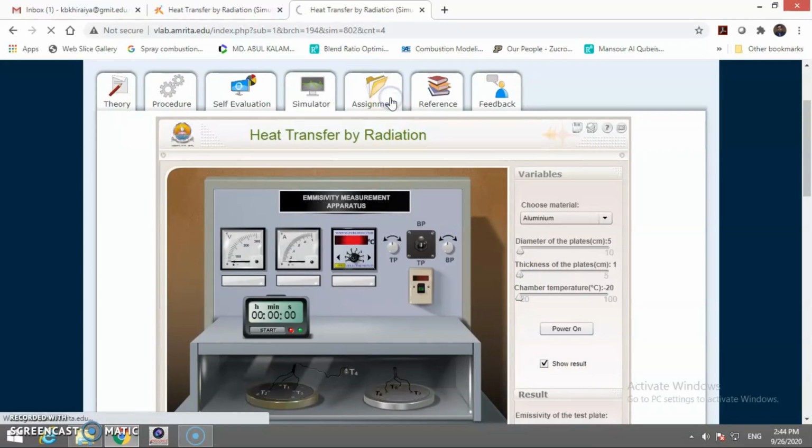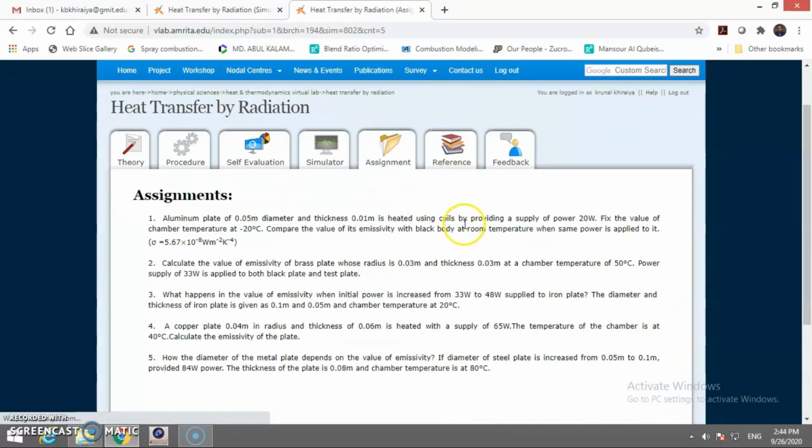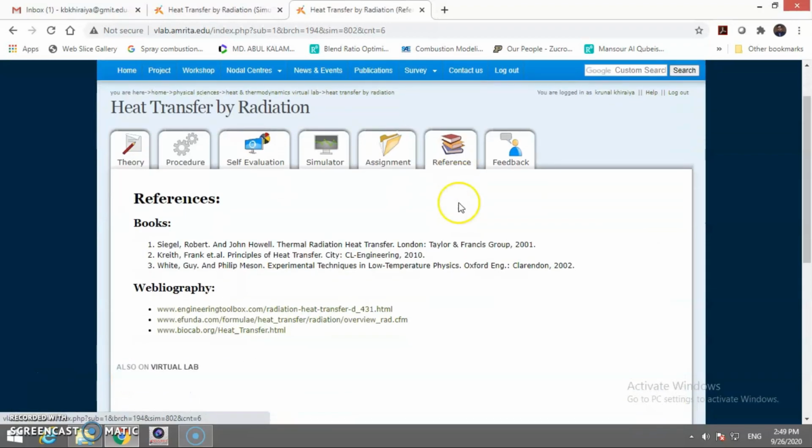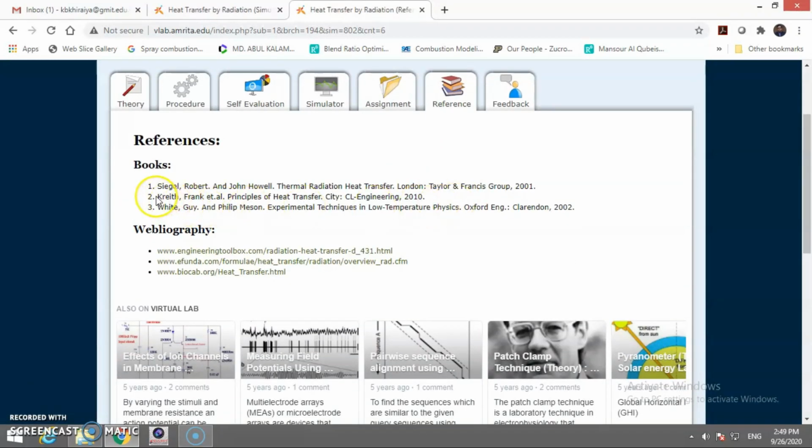After that, in the next tab, an assignment is given based on this practical. So students, try to solve all these numericals. Last, the references used to develop this practical are mentioned over here.